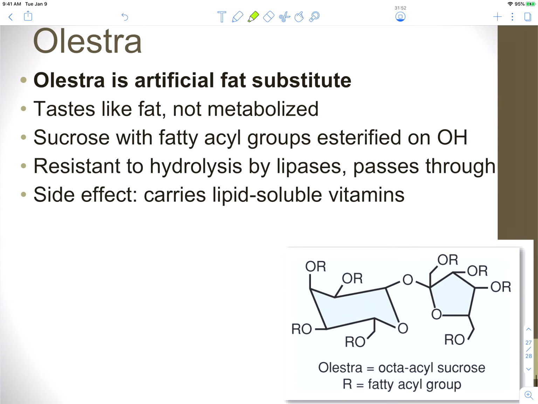Now, just as a side note, olestra is an artificial fat substitute. It tastes like fat, but it's not metabolized. It's a sucrose with fatty acyl groups that are esterified, and so it's going to be resistant to hydrolysis by lipases. And so it basically just passes through you. And the side effect is, however, that it carries lipid-soluble vitamins with it. So if you do eat a lot of this, I believe it's the yellow sugar package, you have to make sure that you get enough vitamins because it will take vitamins with it.